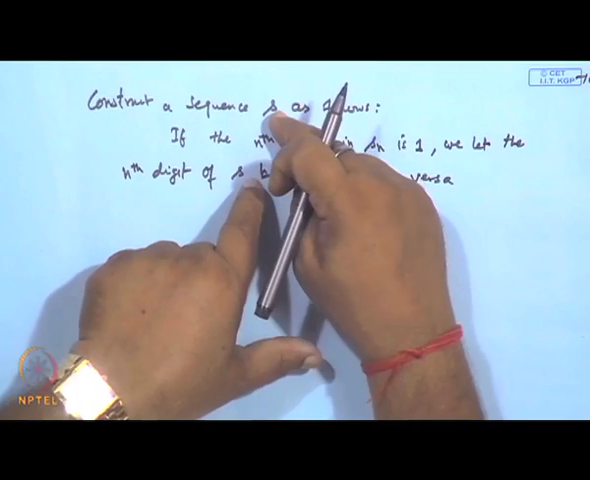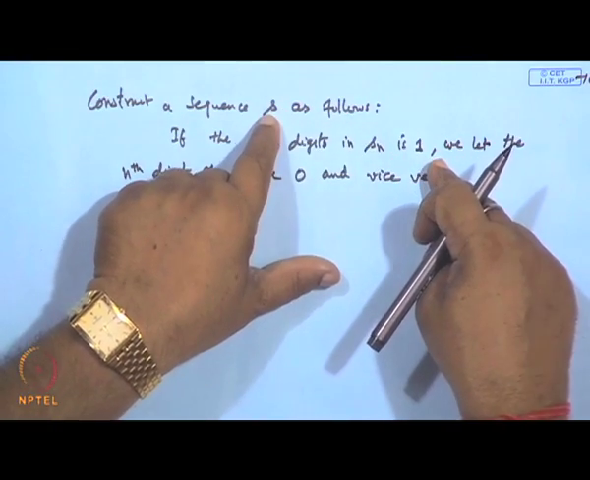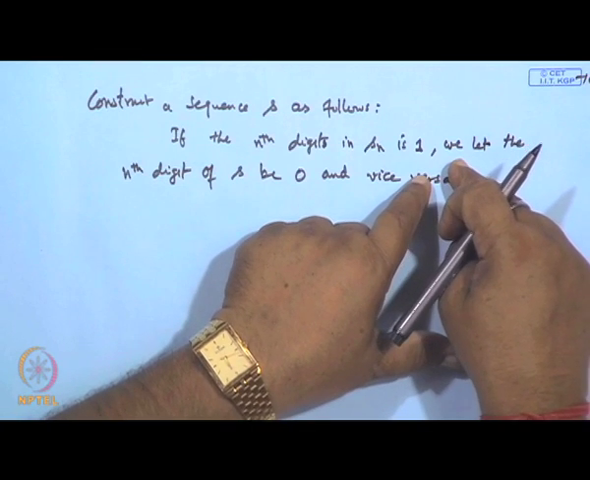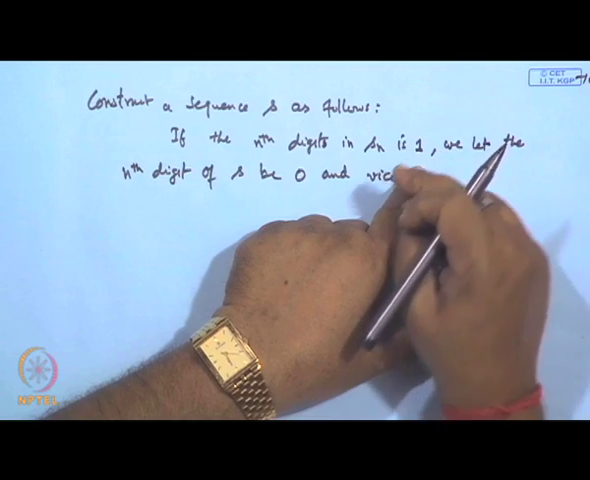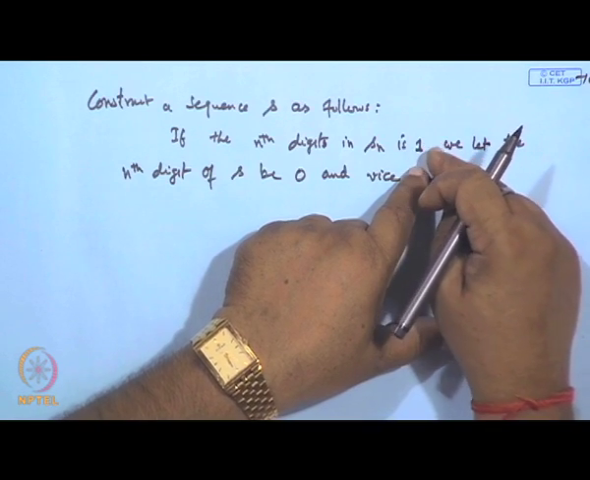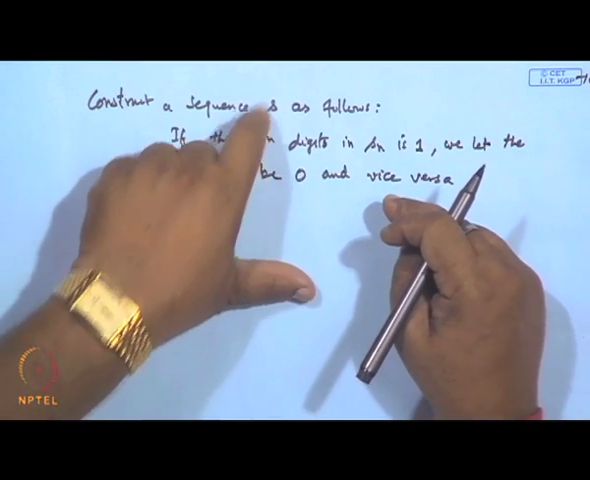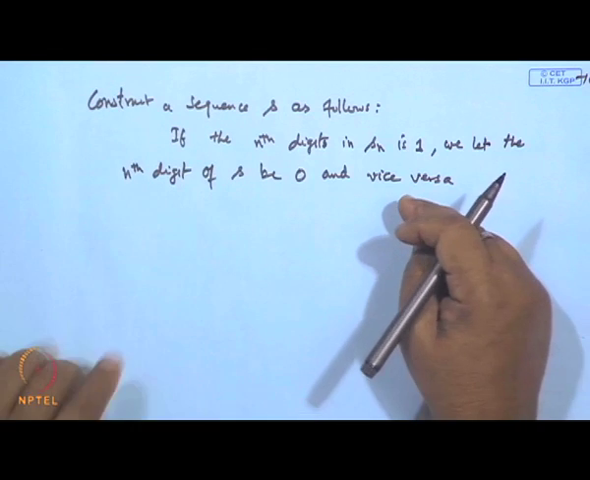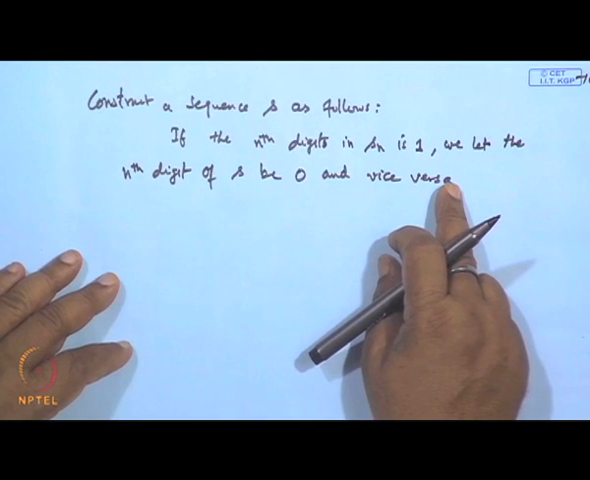Similarly, for the second term of S, we look at the sequence S2 and see what the digit is. Whatever the digit there, we take just the opposite: if it is 1, we take 0, and if it is 0, we take 1. It means the sequence S so obtained will differ from all the terms of this set E.